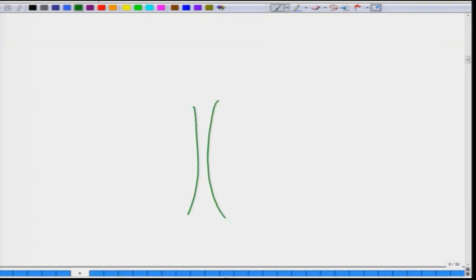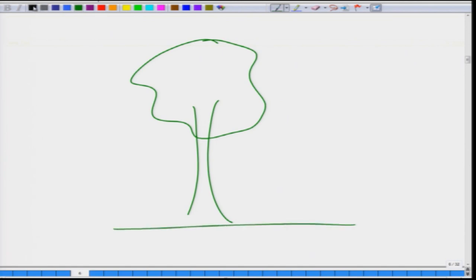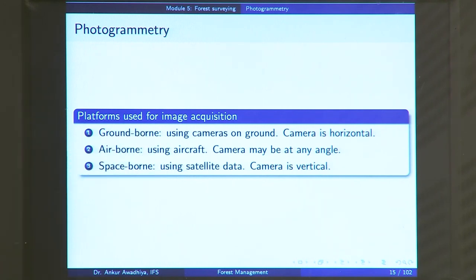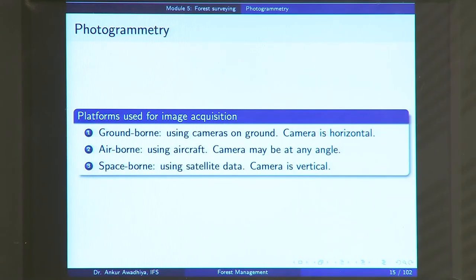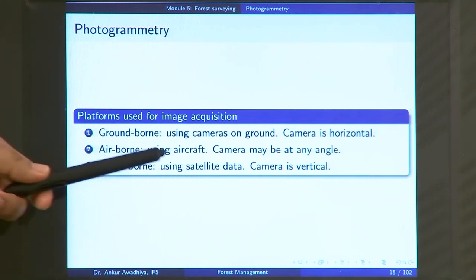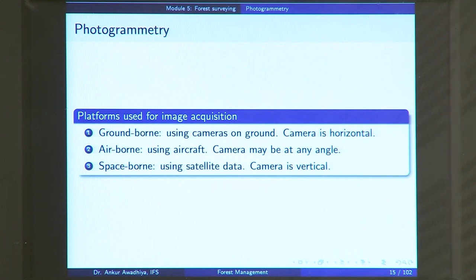So, you have a tree here, and what you are doing in this case is taking pictures with a camera. Your camera might be like this or it might be like this, when you are looking at the canopy, but in all the cases it is based on the ground. Or you can make use of airborne platforms, such as an aircraft or a drone. In this case, you can have a camera that is looking downwards or, say, at an angle. And the third one is making use of spaceborne platforms, such as satellite data, and in this case the camera is vertical.